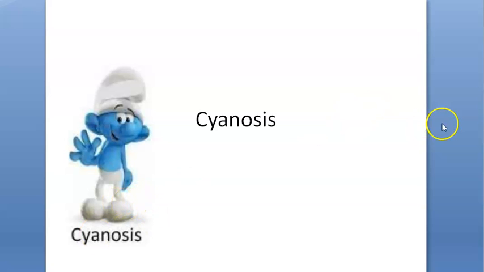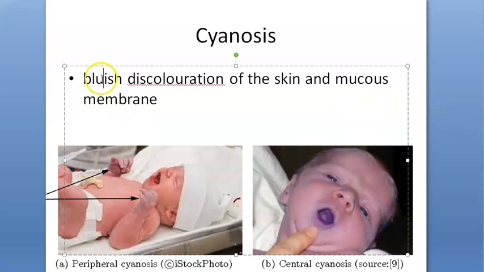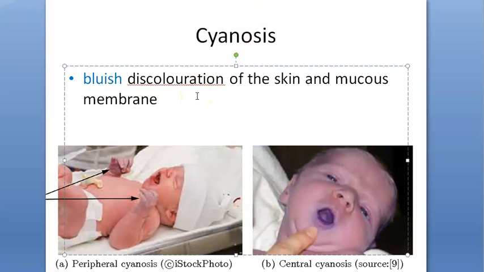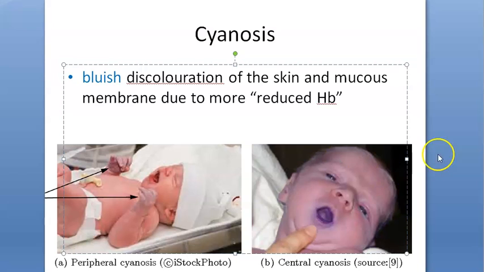Hello people, in this video let's look at cyanosis. Cyanosis is the bluish discoloration of the skin and the mucous membrane. Why? Because of more reduced hemoglobin. Now this is very difficult to understand, right? The oxygen saturation is less than 85%.